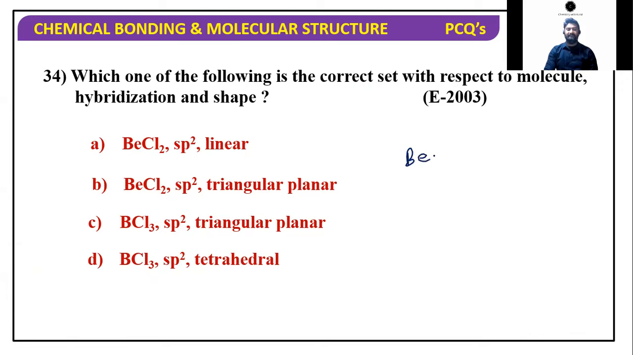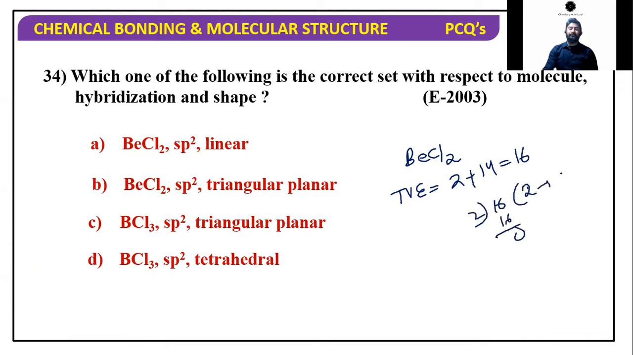So we have been given BeCl2. Yeah, let's do it now. Total valence electrons will be 2 plus 7 into 2, 14, 16. Divide 16 by 8. What's the hybridization? The value comes out to be 2. 2 meaning 1 s and 1 p, and it will be linear. So BeCl2 is linear. This is not the answer. Not the answer. BCl3. Use the shortcut once again.